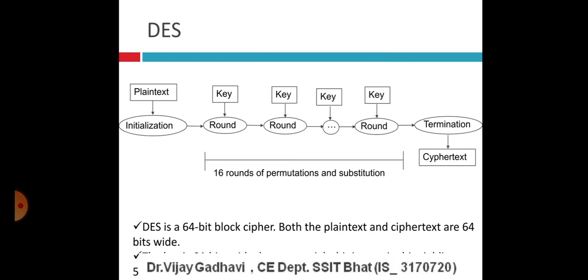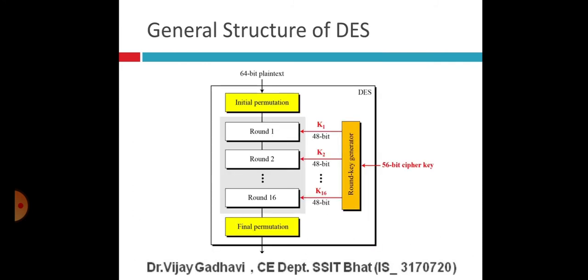DES is all about 16 rounds of permutation and substitution. For the plain text, we initialize first, then round 1, 2, up to the last round. Each round has a key derived from the 56 bits, then comes termination of the entire process, and we get the output as ciphertext. DES is a 64-bit block cipher. Both plain text and ciphertext are 64 bits wide. The key is 64 bits wide, but every 8th bit is a parity bit, so it effectively uses a 56-bit key.